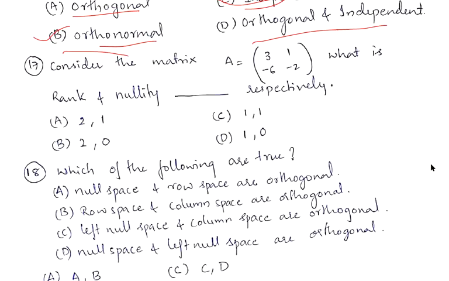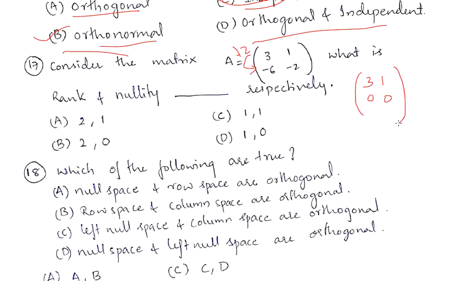Consider the matrix 3 minus 6, 1 minus 2. What is rank and nullity? Okay, rank and nullity, very simple. Just do the row operation. Add plus 2 to row 1 and make elements below the pivot 0. Okay, 3 1 2 into 3 6, 6 minus 6 is 0, minus 2 plus 2 is 0.